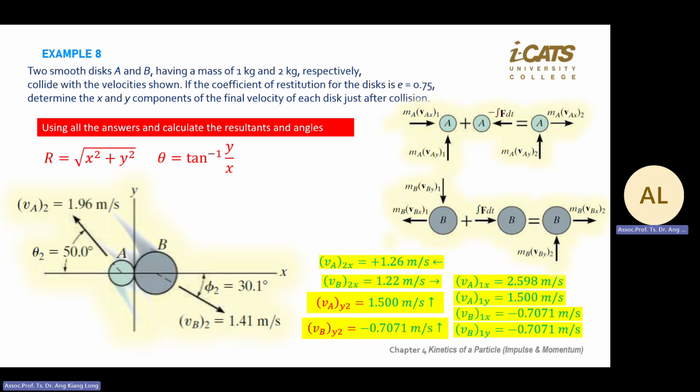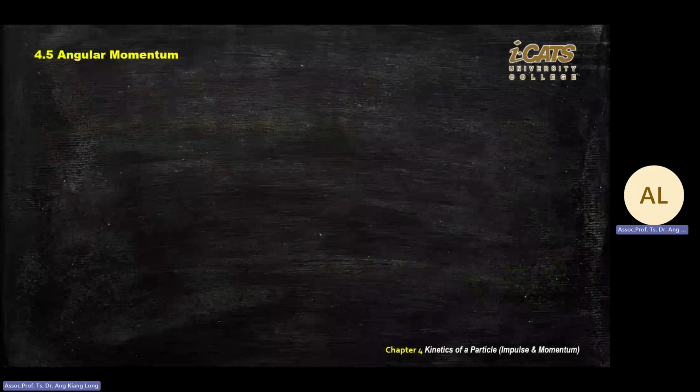Okay. Our time is up, oh, we overshot already. Okay, we stop here. Next class we go to angular momentum.